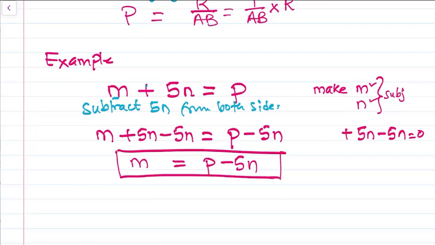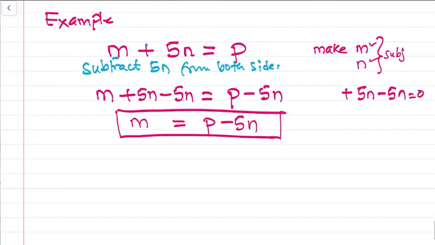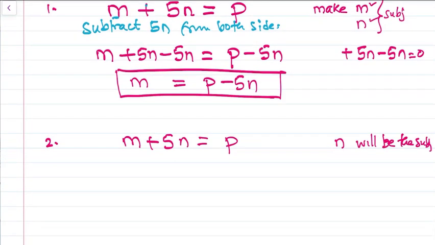Pretty easy, right? Good. Now, let's do this one together. The next one, where we have number 2, we have M + 5N = P. This time around, N will be the subject. So how do we go about it? It's now going to be different. We have to isolate 5N. So what are we saying here?